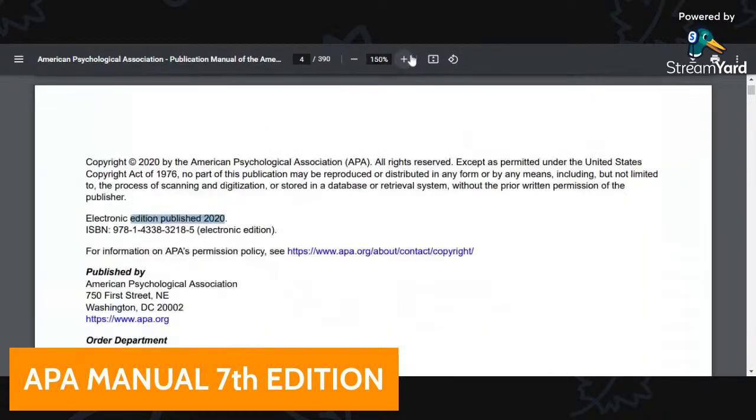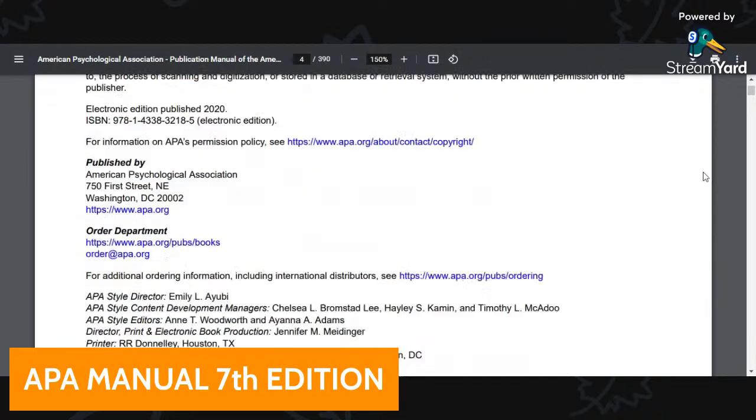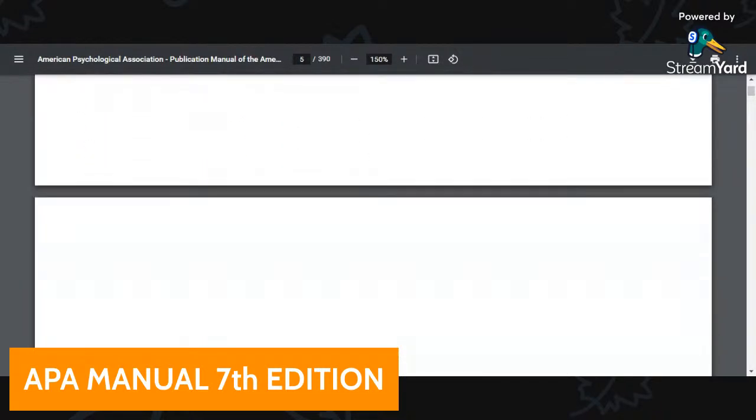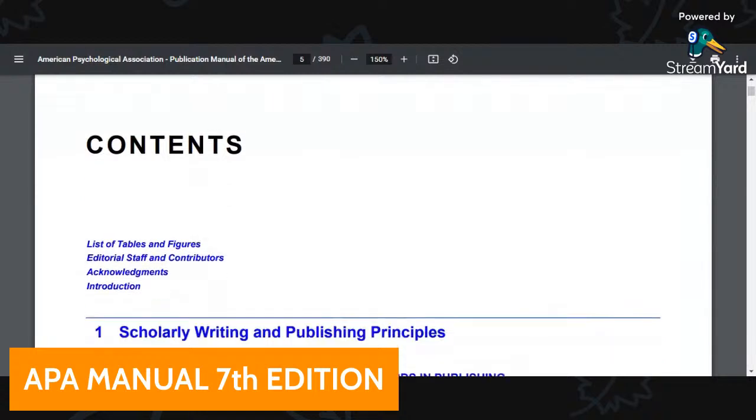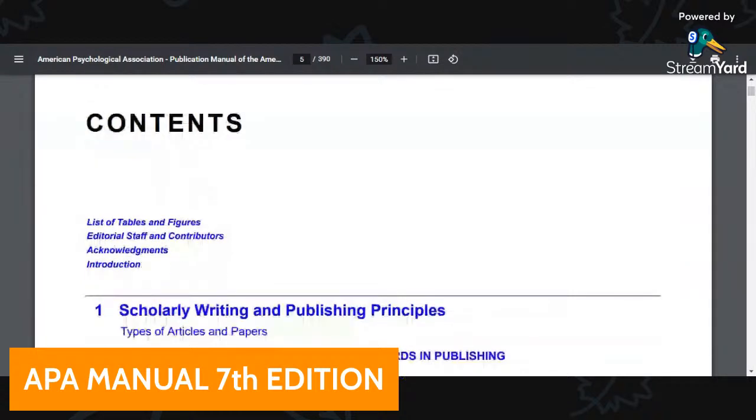Let me enlarge it. Yes. So here is the basic introduction about it. Contents, what it contains, this APA 7th edition.